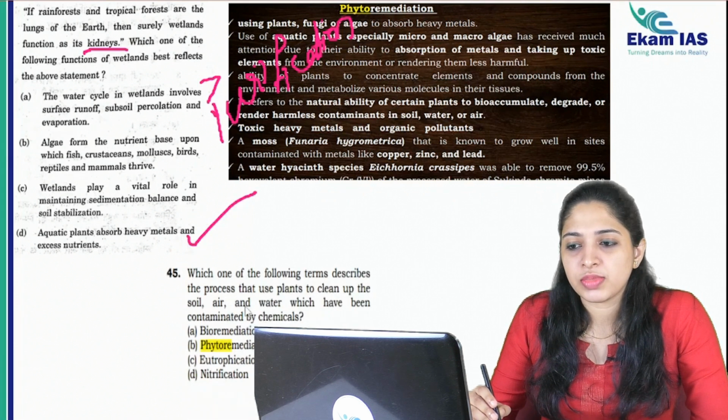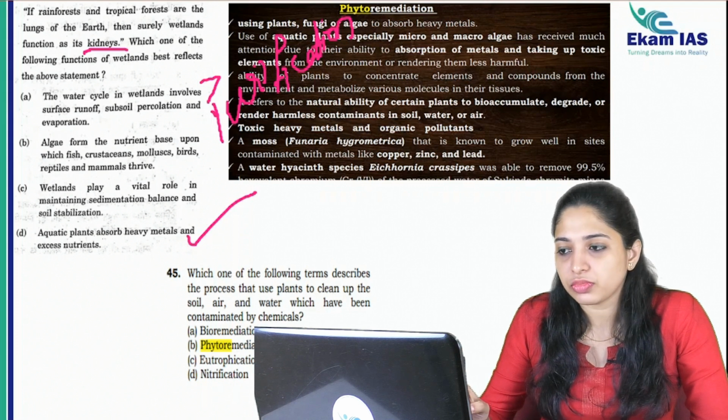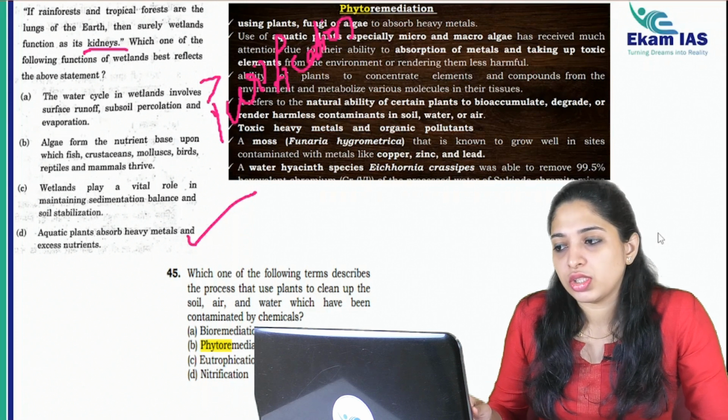Which one of the following terms describes the process that uses plants to clean up the soil, air and water which have been contaminated by chemicals? This is what this statement means. Bioremediation, phytoremediation, eutrophication and nitrification, and the answer is phytoremediation. Going to the next question.